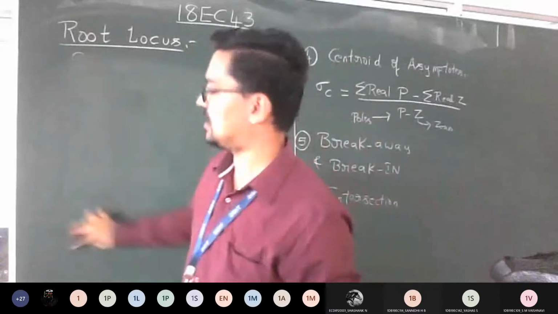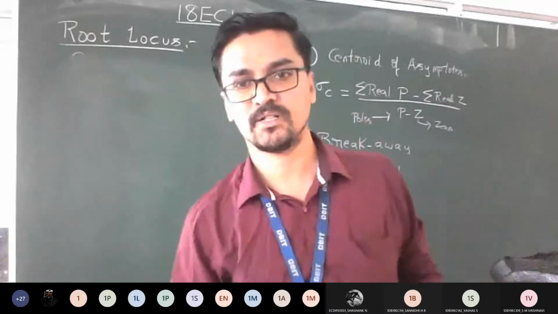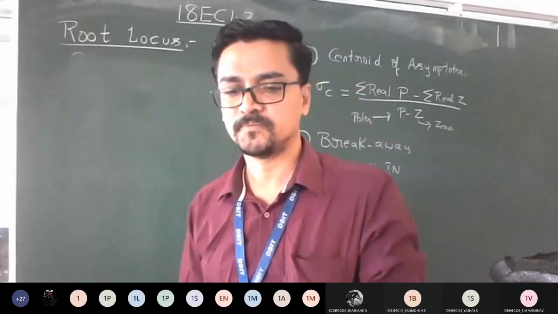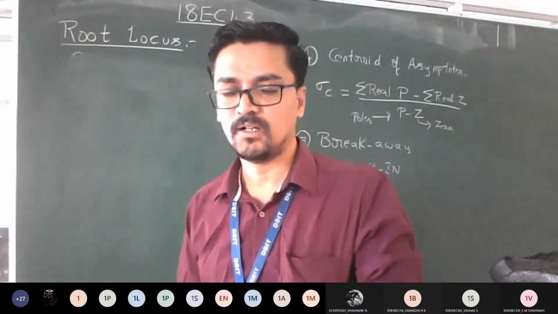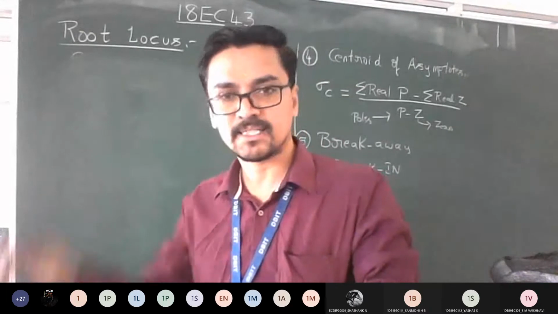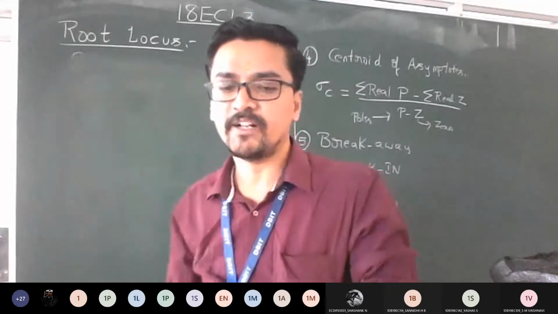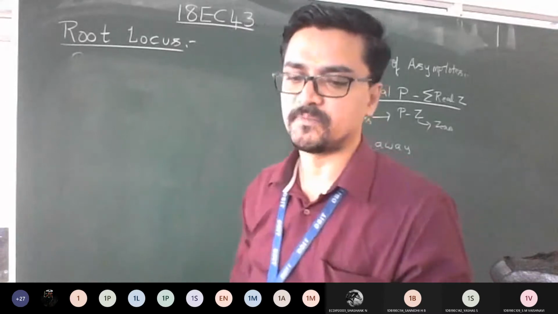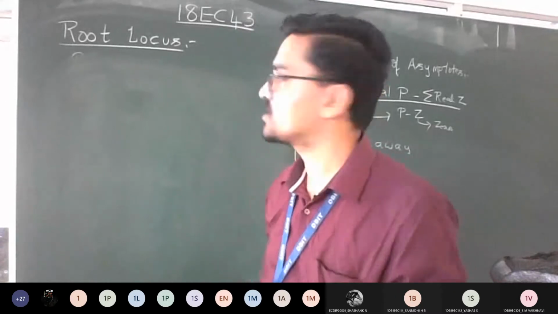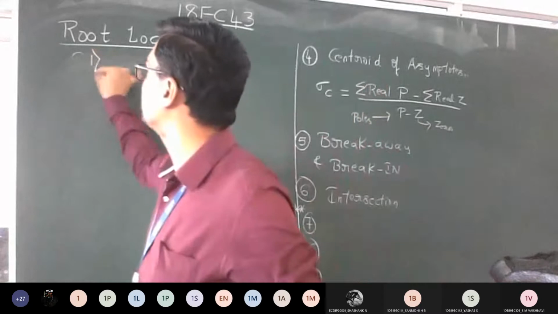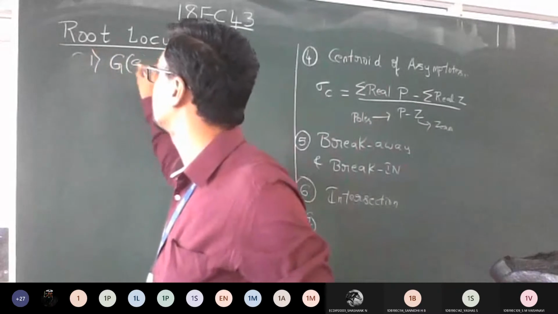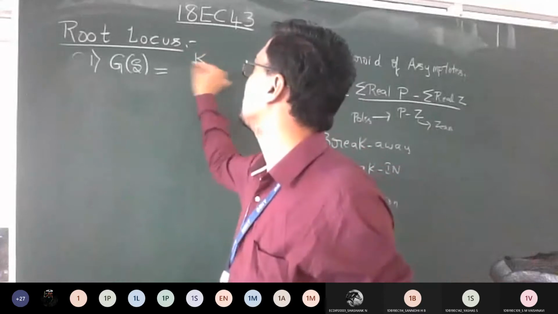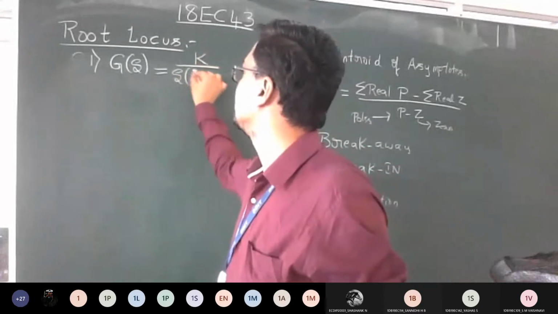So let's try to analyze one problem based on this. Obtain the root locus plot for the unity feedback system with transfer function. So the thing they are given, let me write here. They are given G(s) equals K divided by s into (s plus 2).